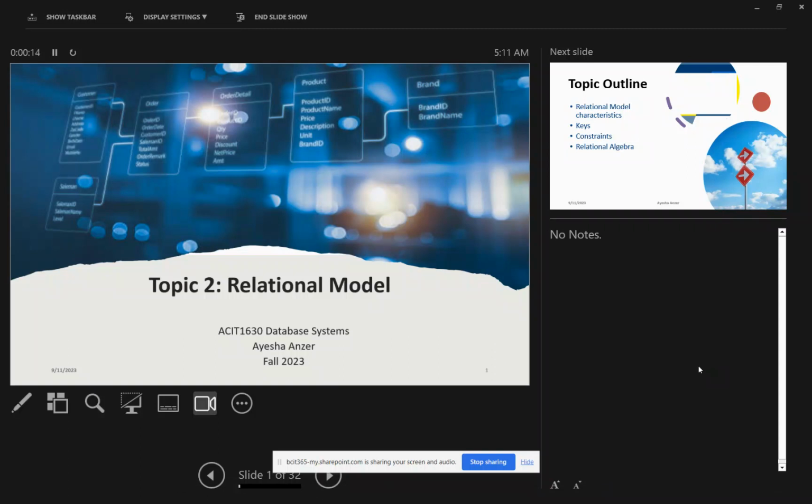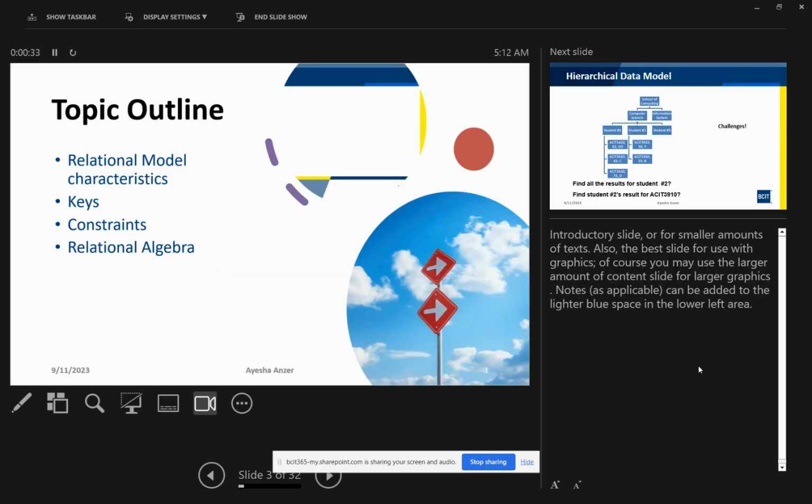As I mentioned earlier, in this unit we will focus mainly on the relational data models and briefly on NoSQL, which is the non-relational model as well. So in this week, we will go through some of the concepts of relational models. Let's look at the outline of it.